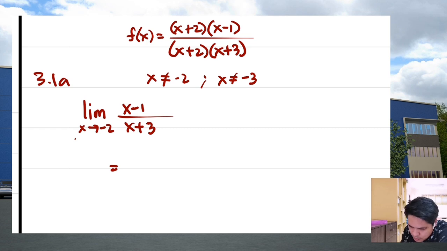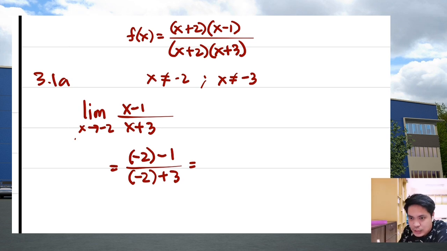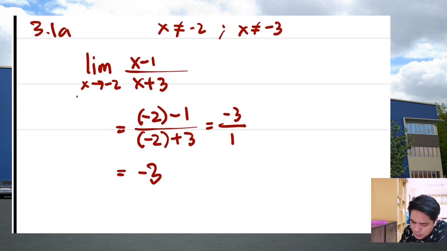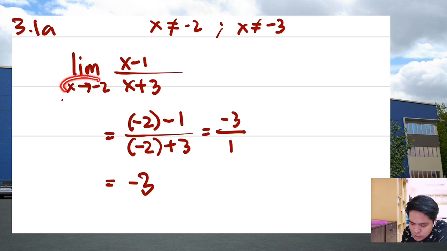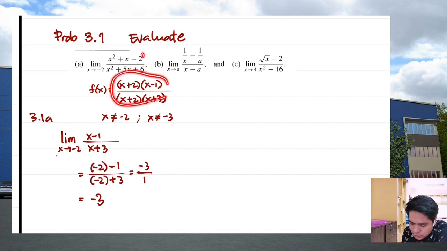So, to evaluate this, parang ganito. We let x be any number close to negative 2. So that would be any number close to negative 2 minus 1 over any number close to negative 2 plus 3. So the result is very close to, but not equal to, negative 3 over positive 1, which is negative 3. So ibig sabihin, as x goes closer to negative 2, the limit of this function gets closer to negative 3.